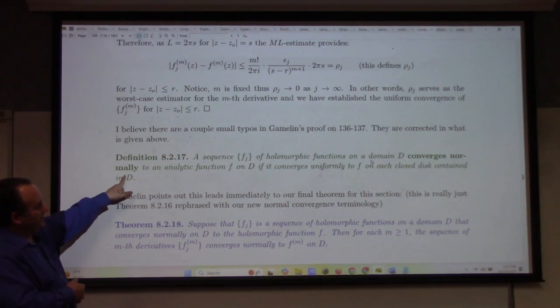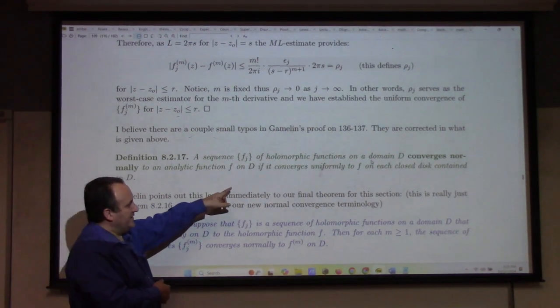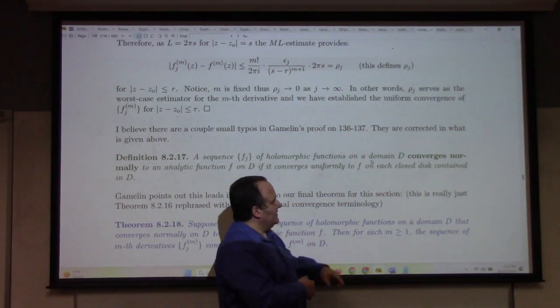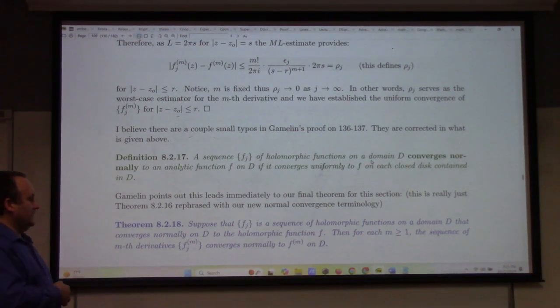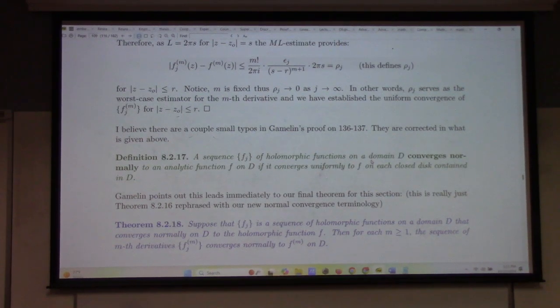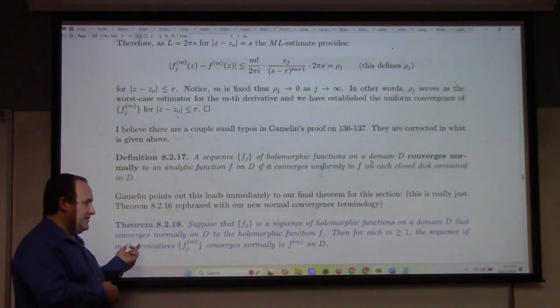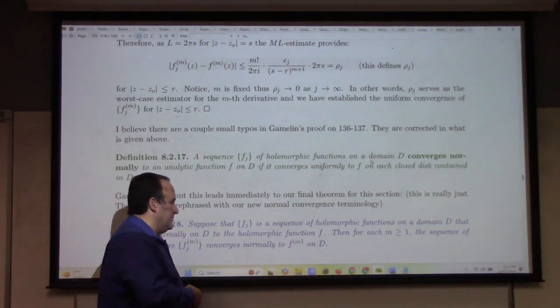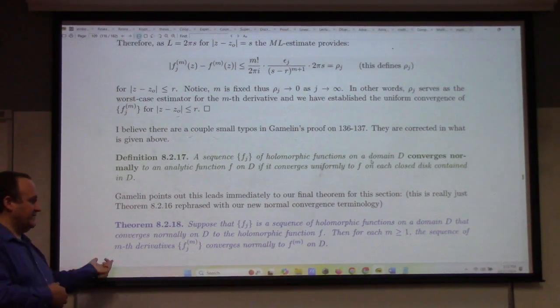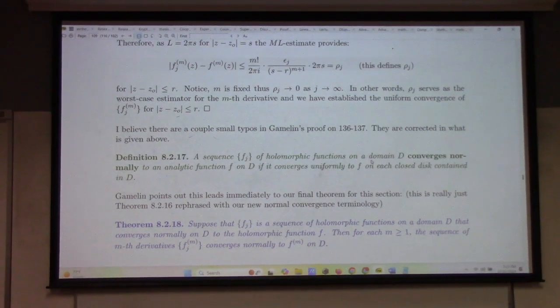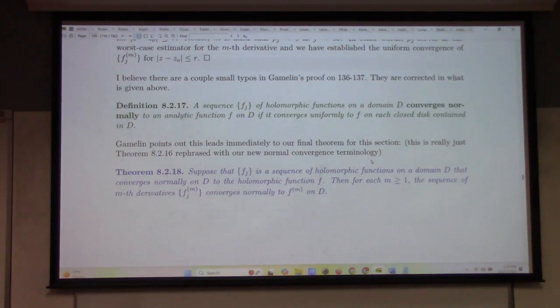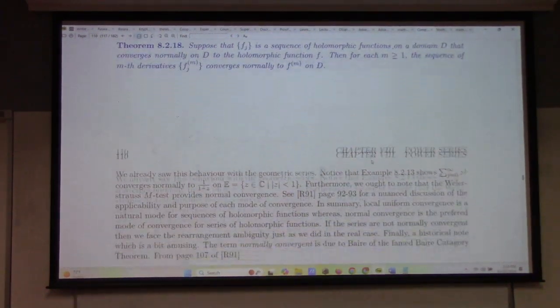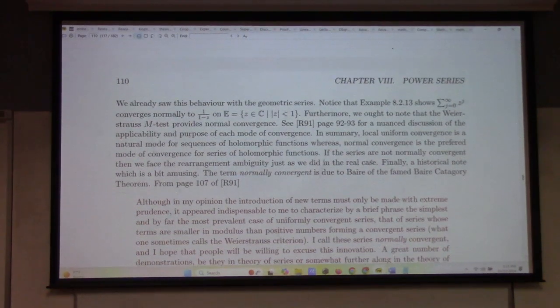Normal convergence means that it converges uniformly on each closed subdisk contained within D. And that leads us to our final theorem for this section. If we have a sequence of holomorphic functions on a domain D that converges normally on D to a holomorphic function f, then for each m greater than or equal to 1, the sequence of mth derivatives converges normally to the mth derivative. So normal convergence is also preserved here.